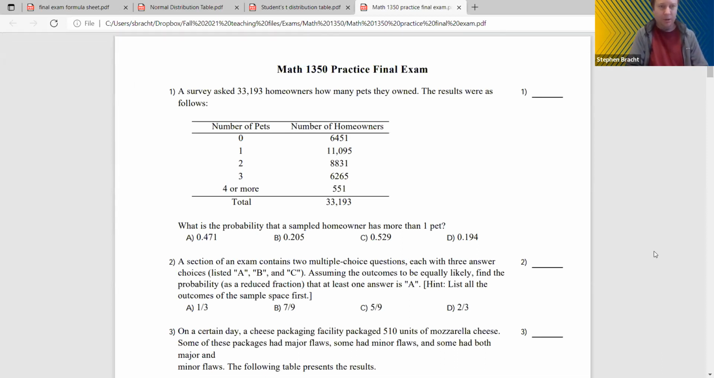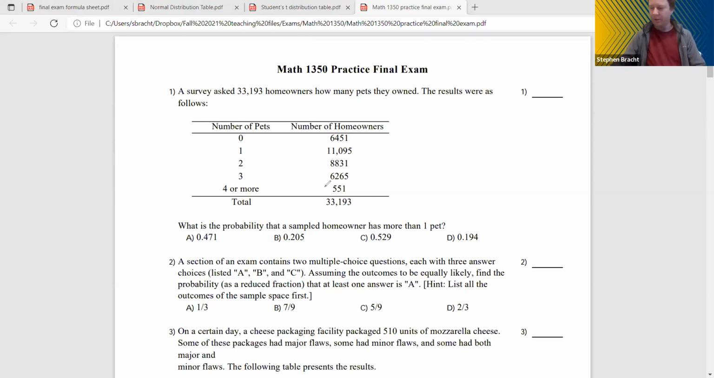All right. Number 2, a section of an exam contains 2 multiple choice questions, each with 3 answer choices listed A, B, and C. Assuming the outcomes to be equally likely, find the probability as a reduced fraction that at least one answer is A. And the hint here is to list all the outcomes of the sample space first.